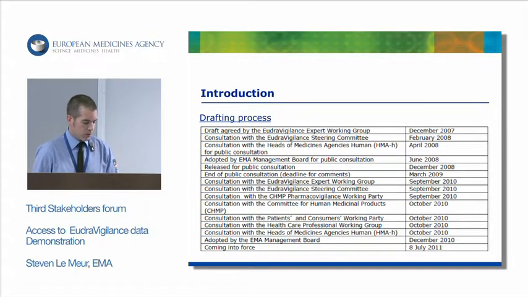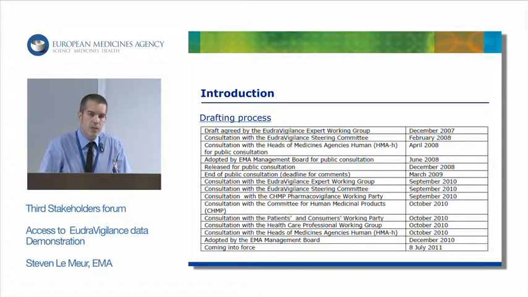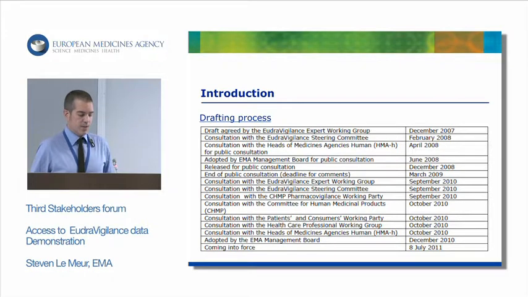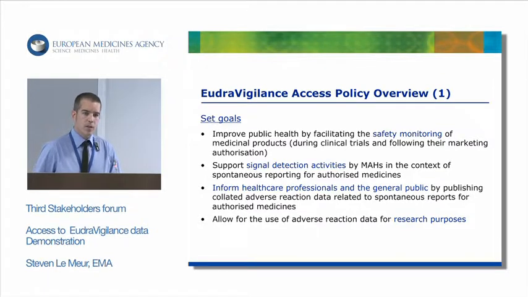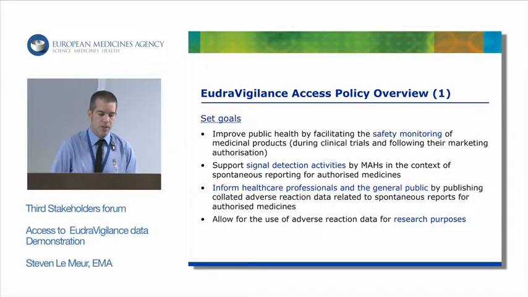Next slide, please. As an introduction, this is just the timelines of the EudraVigilance access policy. The first draft was drafted in December 2007 and was published in July this year. It can seem like a long timeline for the publication of this access policy, but we had a lot of challenges to face, and I will explain a bit later on in the coming slides.